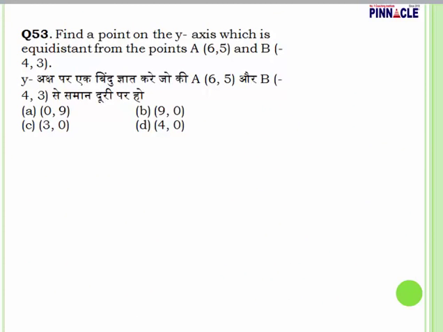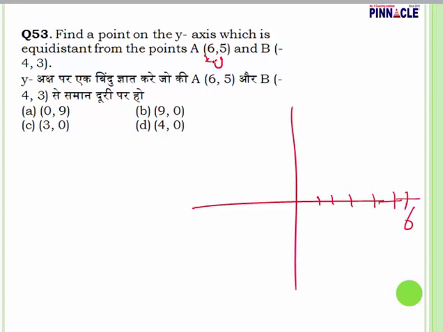Next question, question number 53. Find a point on the y-axis which is equidistant from the points A and B. This is given. That is 6, 5. 1, 2, 3, 4, 5, 6. This is x and this is y. 6, 5. 5 would be here. 1, 2, 3, 4, 5. In other words, you can say this is the point here. That would be 6, 5.